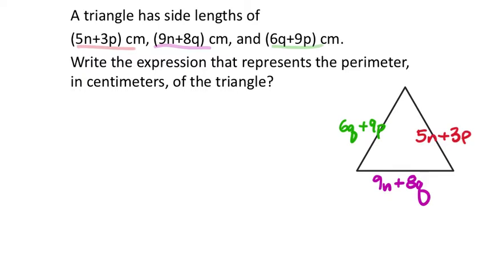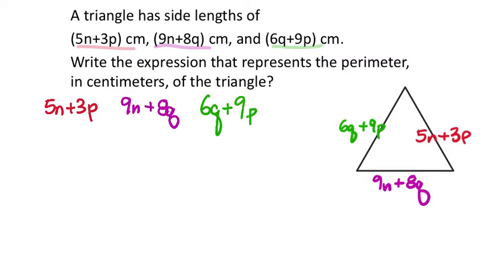So now we're going to take all 3 side lengths. Okay, so I'll start with the red one. And we know it's perimeter, right? So we're going to look at all 3 side lengths, 5n plus 3p. That's the red side length. And then the purple one, 9n plus 8q. And then the green one, 6q plus 9p. And since these are all lengths of the triangle, we're just going to add them together. And just like the last problem, this is an expression, so I am not going to make it an equation. I don't need the equal sign on this.